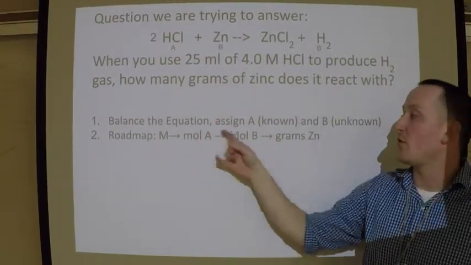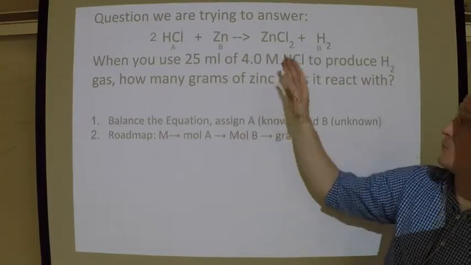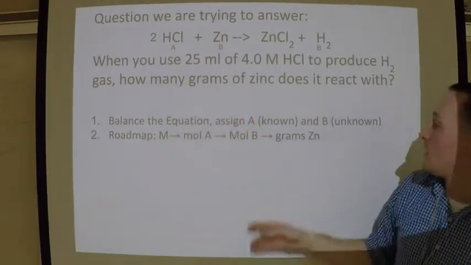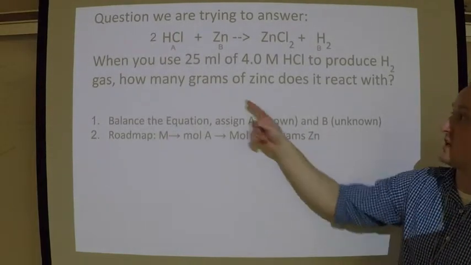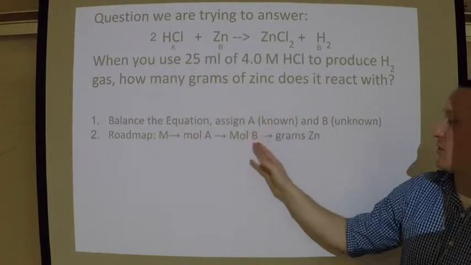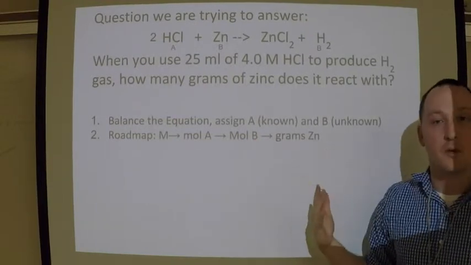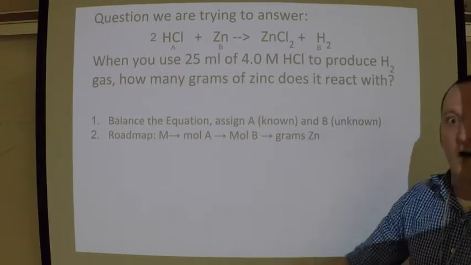Then to change from moles of A to moles of B, I'm going to use my mole ratio, which will be B over A. Then, to change to grams of zinc, which is what the problem asked me for, this will now be moles of zinc, and I can multiply by the molar mass to get to grams. So, let's walk through that math.